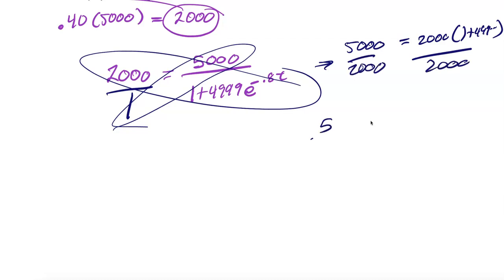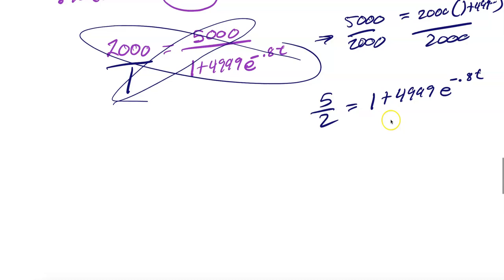I get 5 over 2 equals 1 plus 4,999 e to the negative 0.8t. Now it's just a simple math problem. We're going to subtract 1. We're going to divide by subtract 1. That would give us 1.5. Let's get into decimals now. 4,999 e to the negative 0.8t.